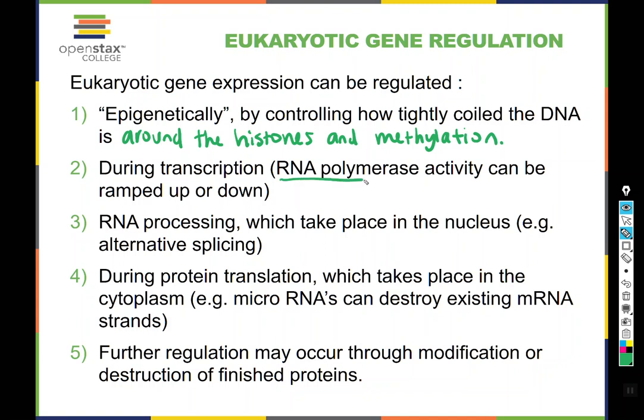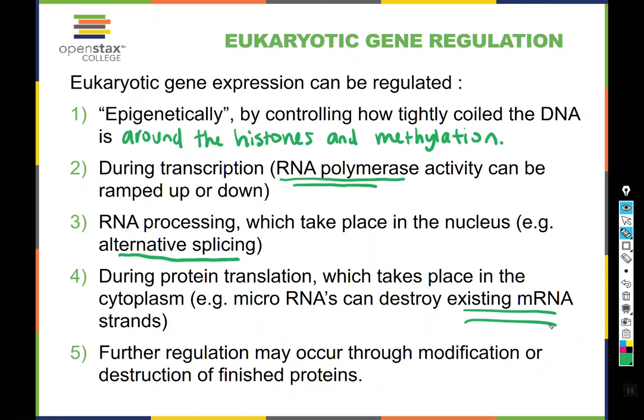During transcription, RNA polymerase activity can be ramped up or down. So you can upregulate gene expression by causing RNA polymerase activity to be increased, or it can be downregulated, causing polymerase activity to decrease. RNA processing, which remember includes alternative splicing, you can chop a gene in such a way that although it's being transcribed, it's not able to be translated. During protein translation, microRNAs can destroy the existing mRNA strand.